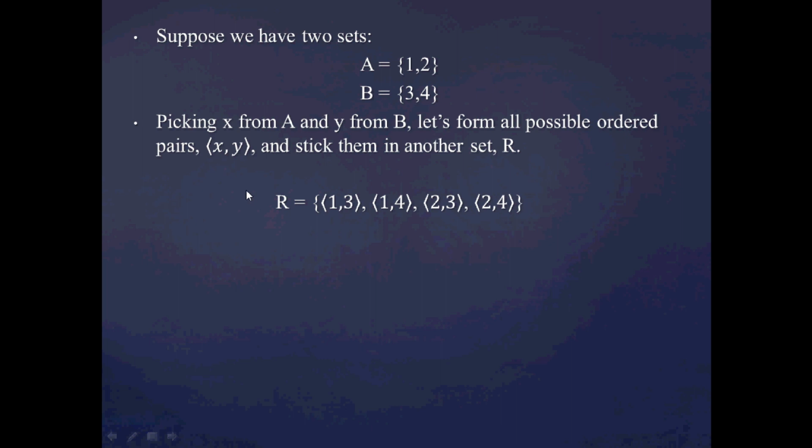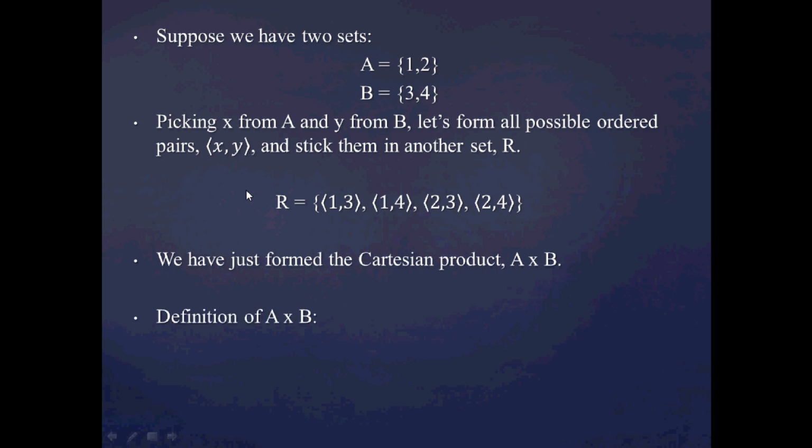So what have we just done? We've taken all possible ordered pairs from 2 sets A and B, and we formed another set R containing all of those possible ordered pairs. So it turns out that what we've just done is called forming the Cartesian product A times B. So in the abstract sense, the Cartesian product A times B is going to be the set containing all possible ordered pairs x and y, such that x is a member of the set A, and y is a member of the set B.